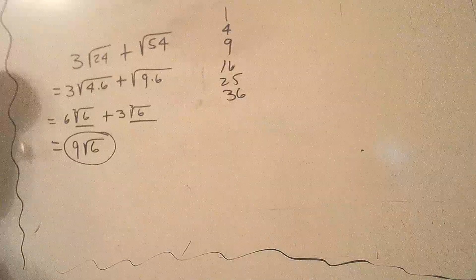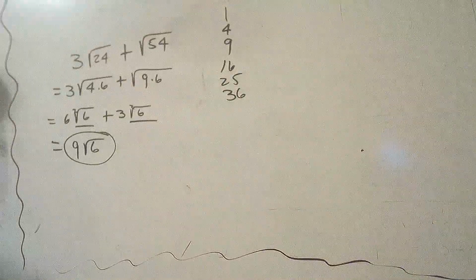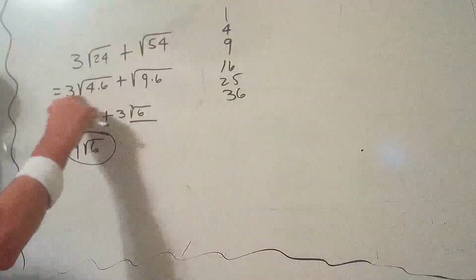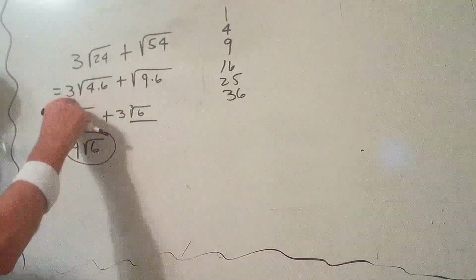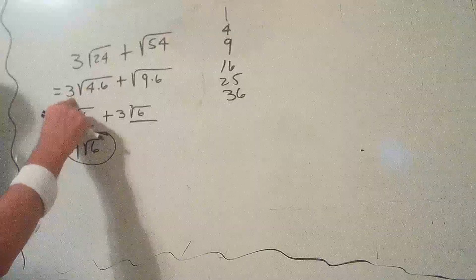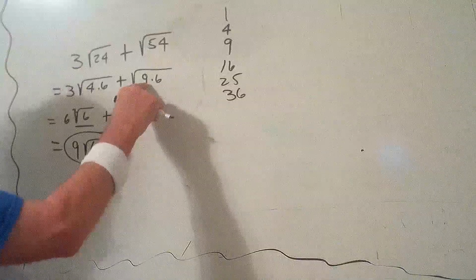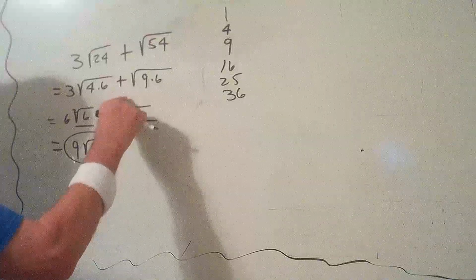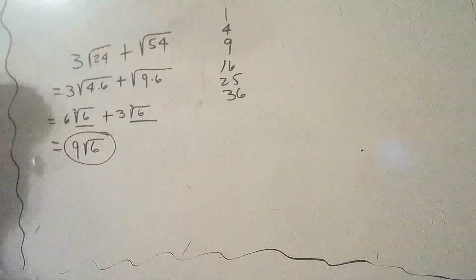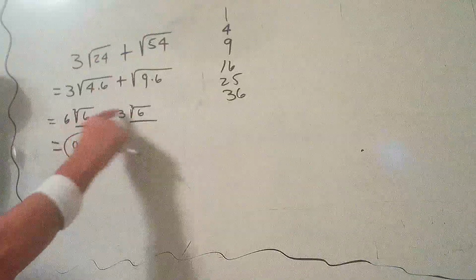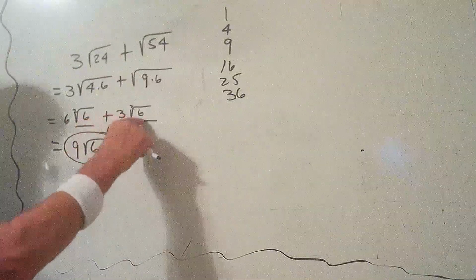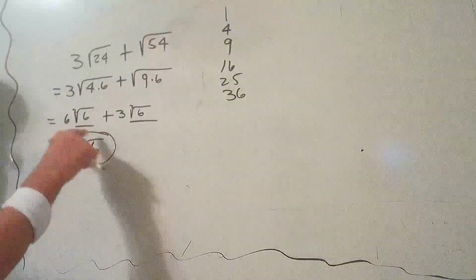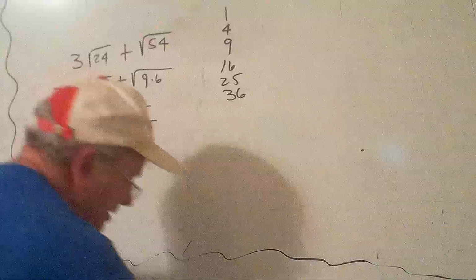Okay, and then it's just a matter of taking the square root of 4. And when you take it out, remember all this is multiplication in here. So it's 2 times 3 is 6. And this one, same thing. What's the square root of 9? 3. And the 3 comes out of the radical. So 3 times the square root of 6. Now these two are like terms because they have the same radicand and the same index. So we can combine that. 6 and 3 is 9 times the square root of 6.